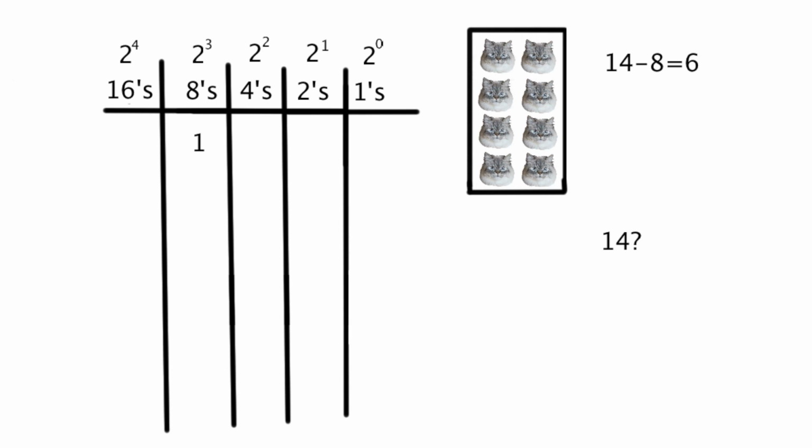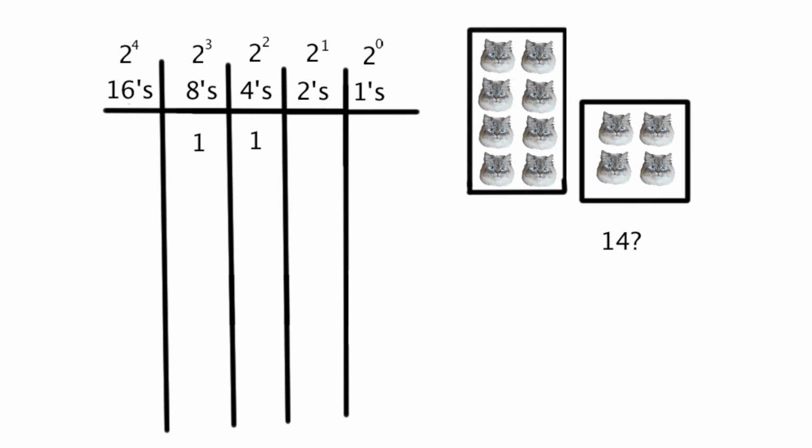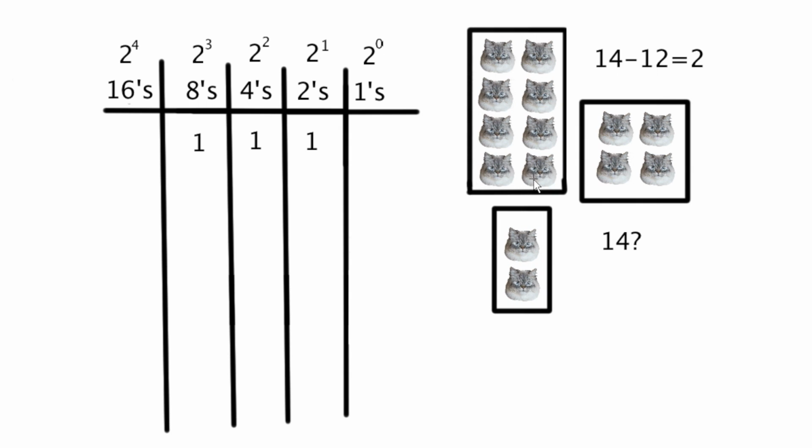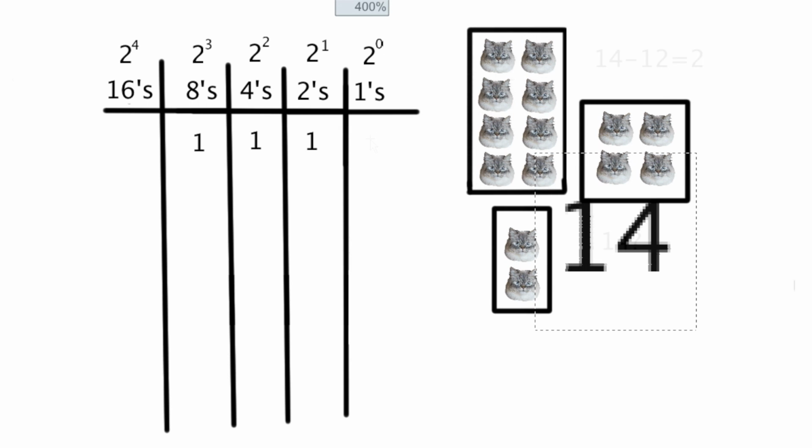4 is less than 6, so we can place a 1 under the 4's column, and that gives us 12 Momo altogether so far. We just need 2 more Momos in order to reach 14. So a 1 under the 2's column gives us these extra 2 Momos, and we now have 8 plus 4 plus 2 equals 14 Momos altogether.